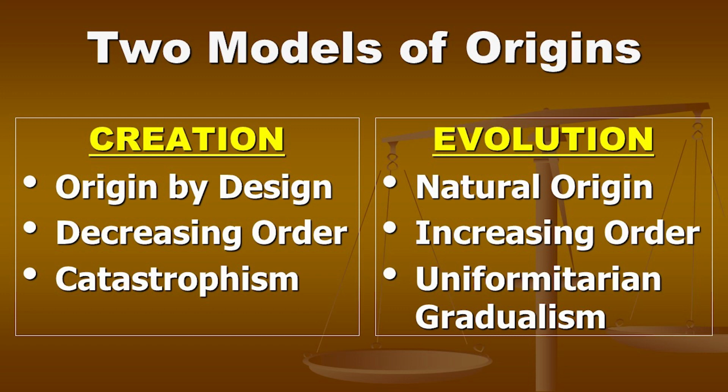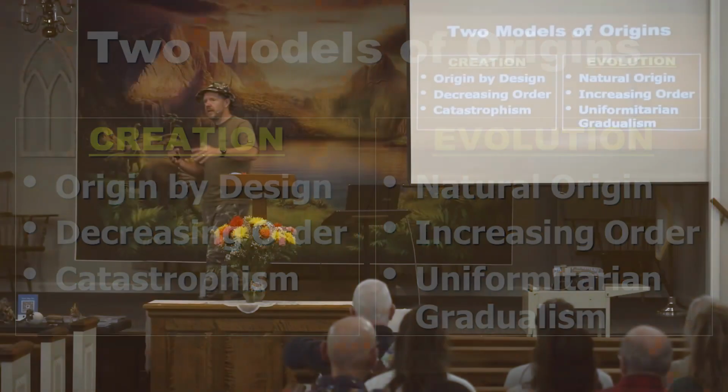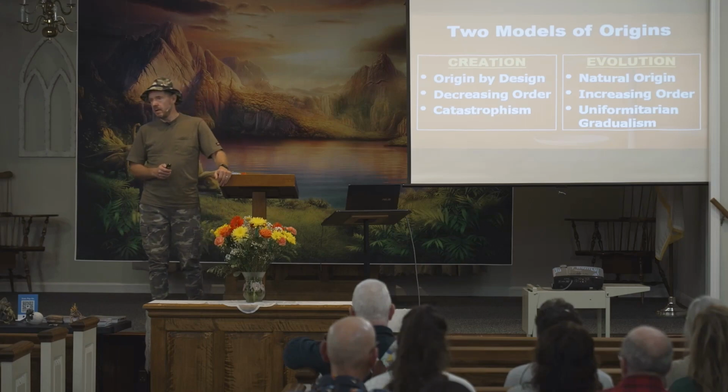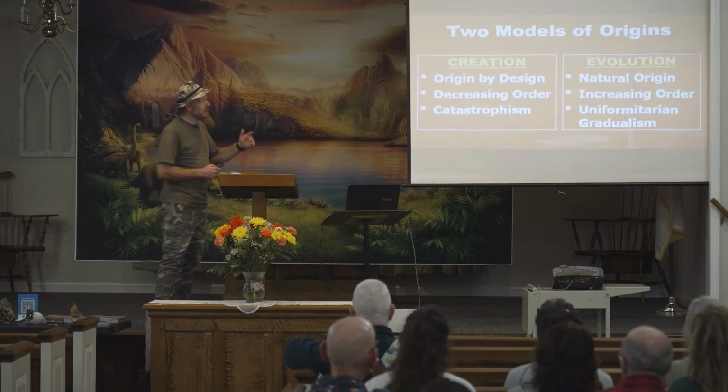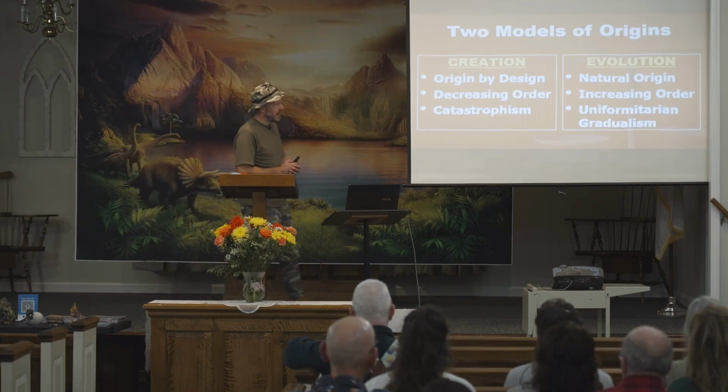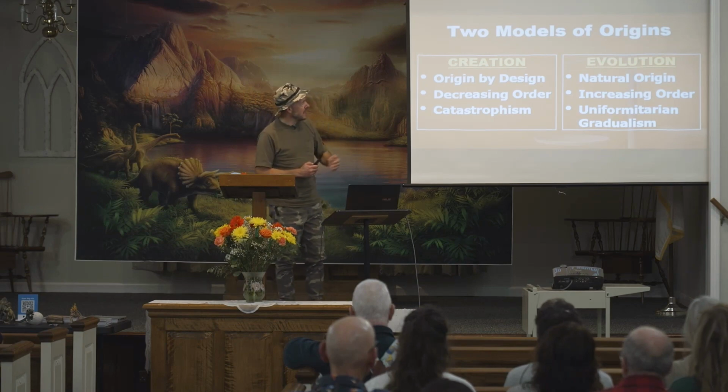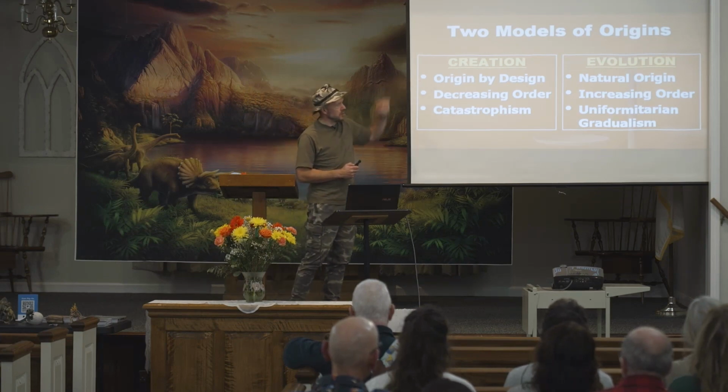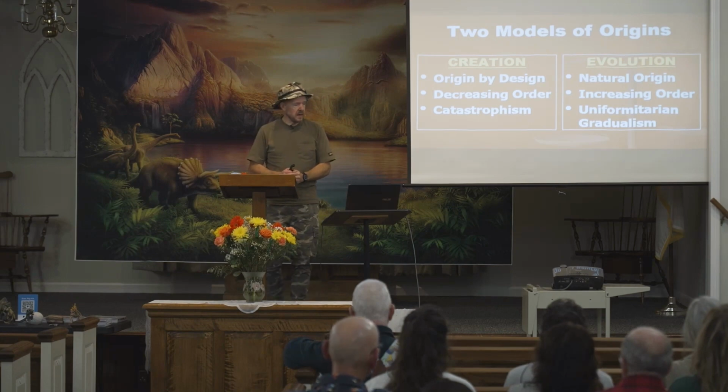On the evolutionary side, you have to get from molecules to man. We talked about that. And on the creation side, catastrophism, that is, the great geological formations that shape planet Earth happen quickly through catastrophic processes rather than slowly through uniformitarian gradualistic processes. And in this session, we're going to visit mostly on that first one there, and that is origin by design versus natural origin. Our jumping off spot in the scriptures tonight is going to be 2 Peter chapter 3.